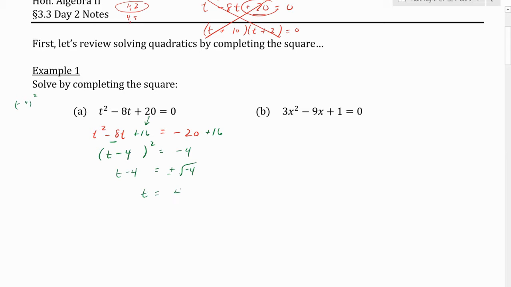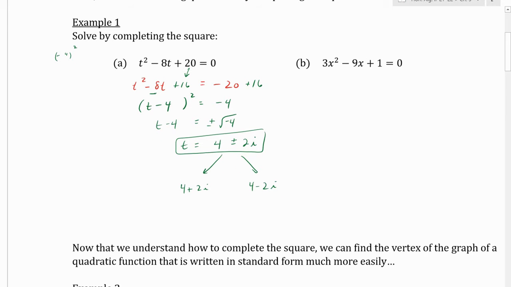So if I get t by itself, I'll add 4 to both sides. Square root of negative 4 is 2i. And remember, that's two different numbers. That's 4 plus 2i and 4 minus 2i. And if you don't believe me, let's pick one of those. If I put 4 plus 2i back in for t, I square it, I take away 8 times it, and add 20, I better get 0.